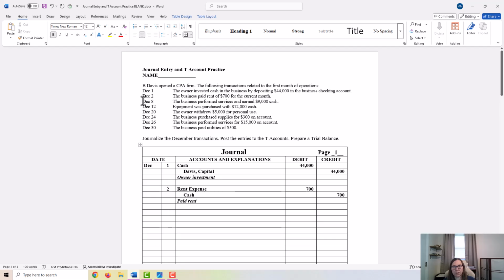Okay, the next transaction on December 8th, the business performed services and earned $9,000 in cash. If the business earned cash, that's going to add to cash. So that would be the debit. When you add to cash, it's a debit. And that's going to also increase revenue. When you add to revenue, that's a credit. And then I would put an explanation.